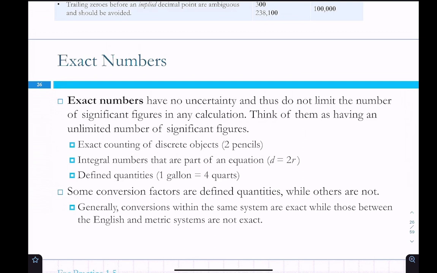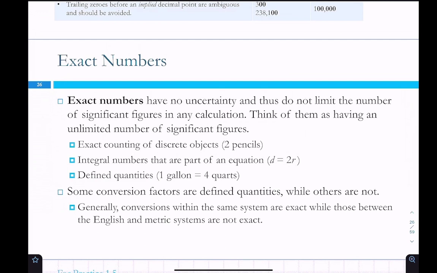Anyways, moving on. Integral numbers that are part of an equation. So the diameter equals 2 times the radius. That 2 is an exact number. Defined quantities is the sort of murkiest one. When is it a defined quantity? When is it not?